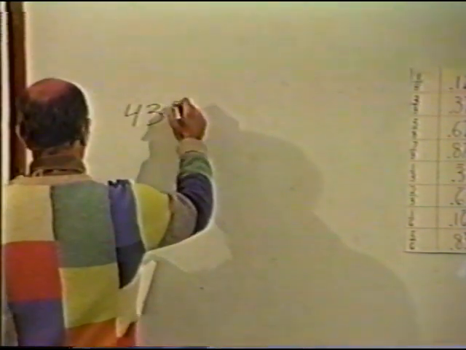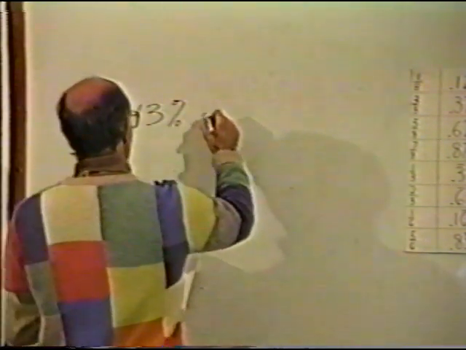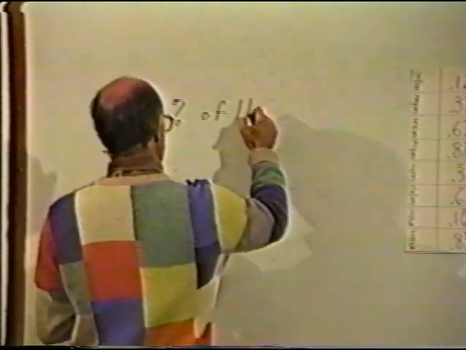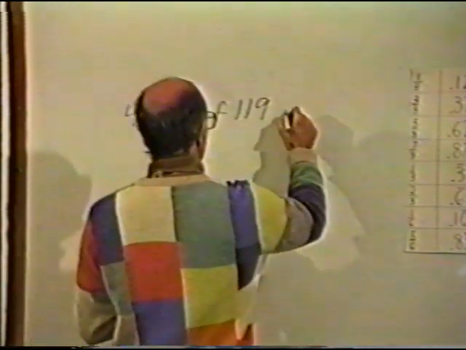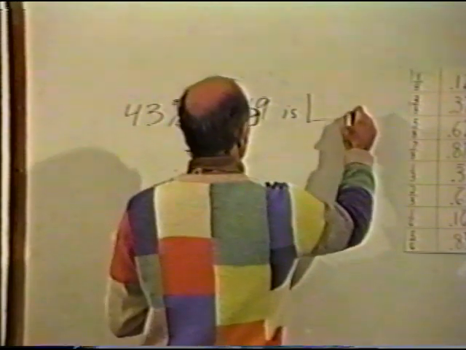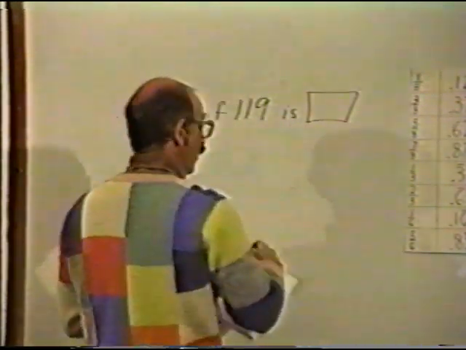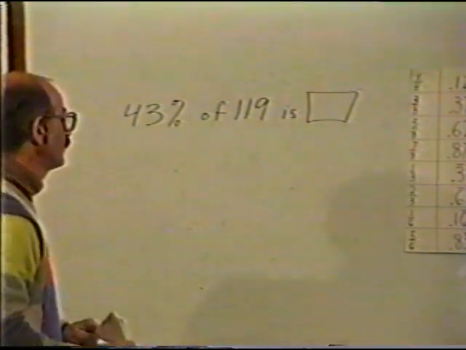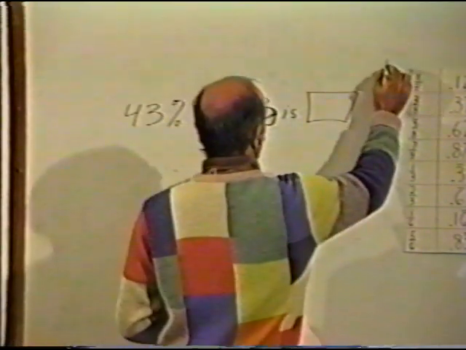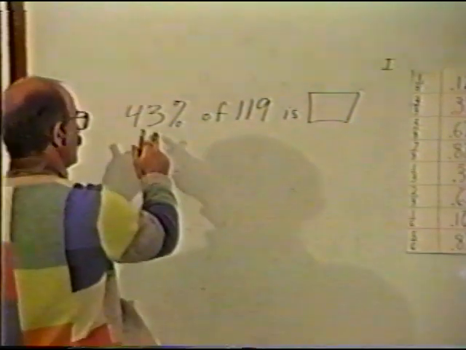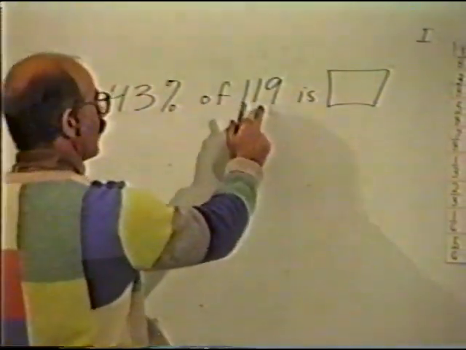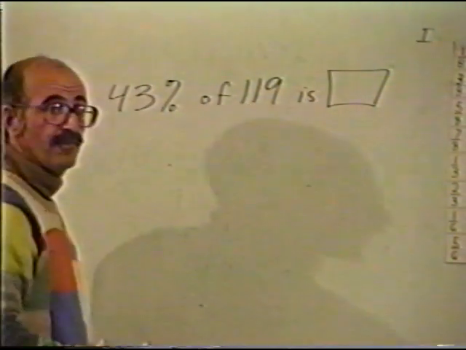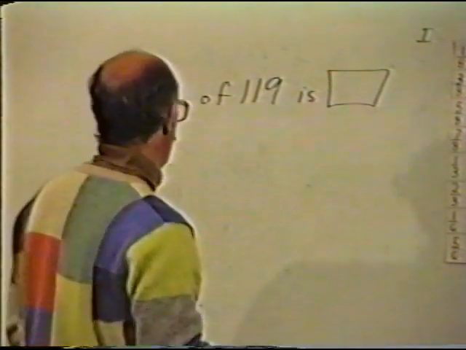Forty-three percent of 119 is what? What type of problem is that? Type 1. We know the percent. We know the whole thing. We're looking for the part of the whole.